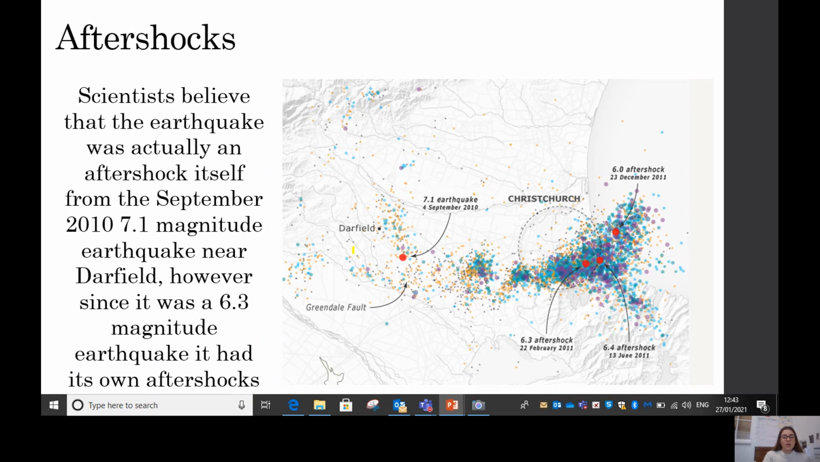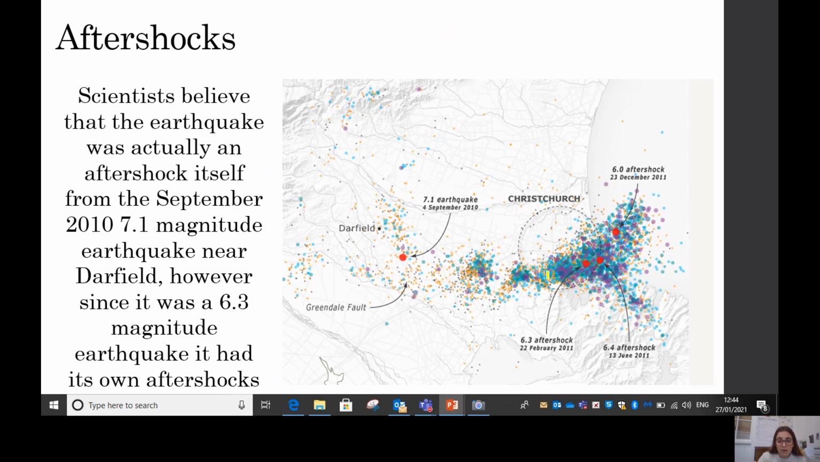First one is aftershocks. So scientists believe that this earthquake was actually an aftershock itself from the September 2010 7.1 magnitude earthquake near Darfield. However, since it was a 6.3 magnitude earthquake, it had its own aftershocks. So this earthquake that we're learning about caused its own aftershocks, but scientists believe it was actually an aftershock itself, because there was a bigger earthquake in 2010.